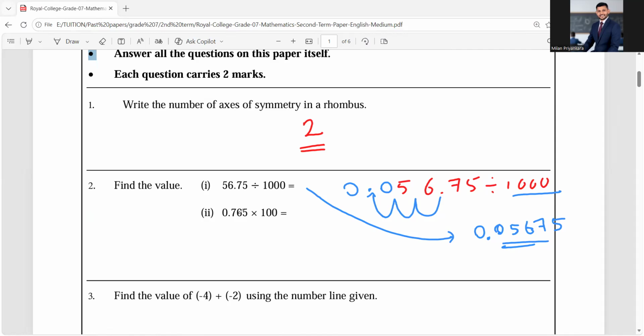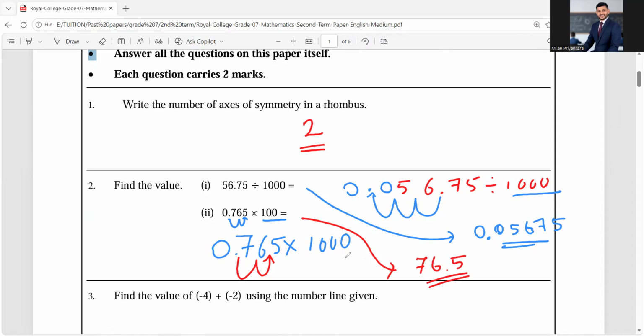And the same way, if you multiply, we move the decimal point to the right side. Here you have 100, which has 2 zeros. Therefore, we move this decimal point 2 places to the right. I will show it like this: 0.765. When you multiply by 100, you move the decimal point. Let's see, 1, 2, 2 places. Then your answer for this one is 76.5. Okay, that's it, right?